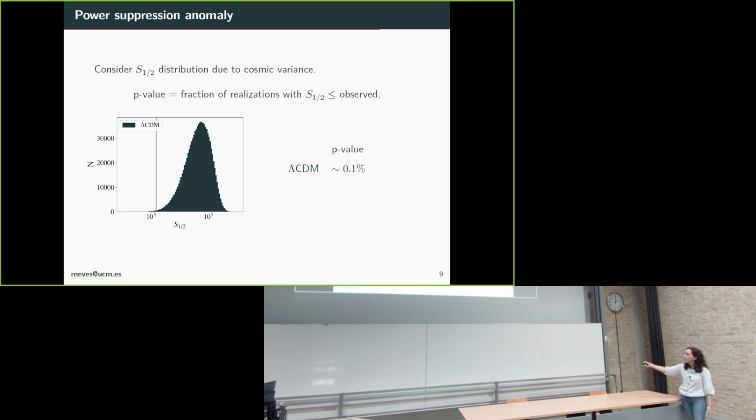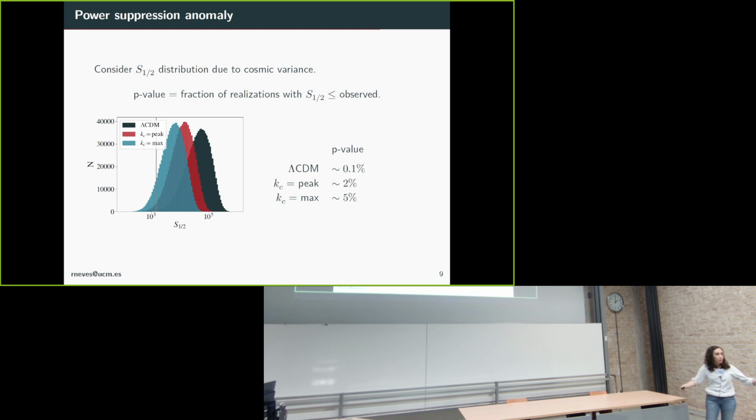And what happens in our model is that this distribution is shifted to lower values. And so the portion of realizations that have this value for S1/2, the observed one, is larger. And it's in this sense that we alleviate the anomaly.